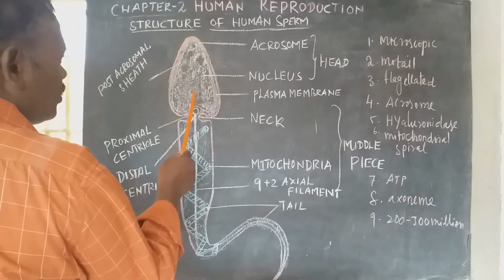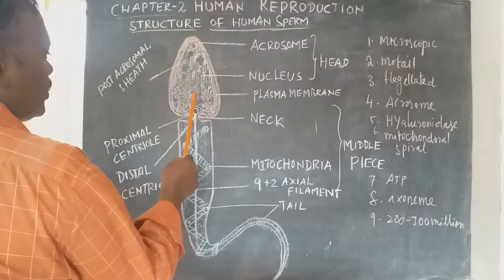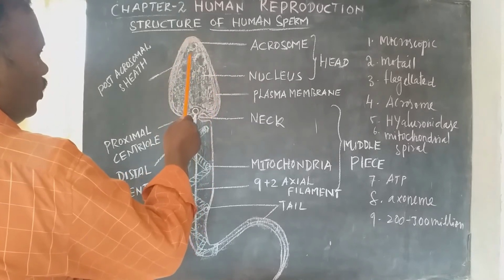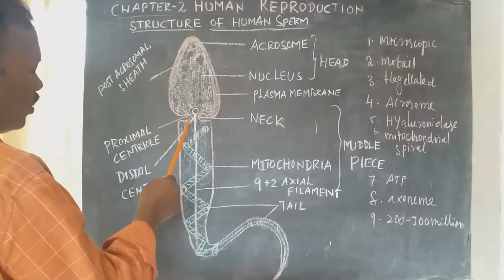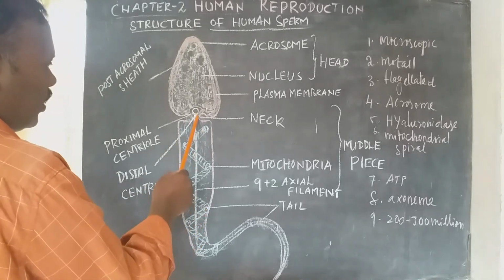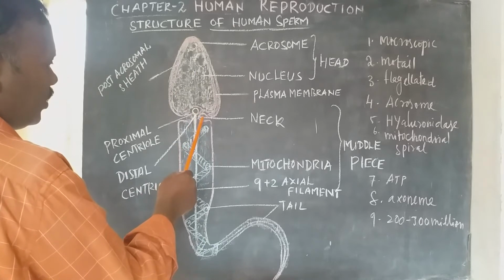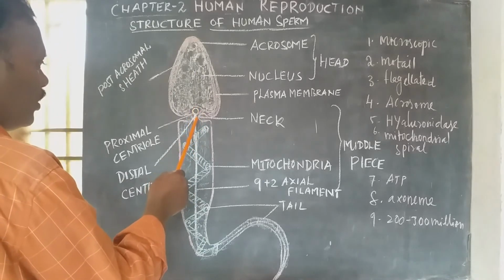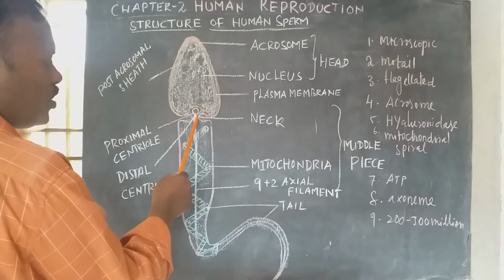Inside, the nucleus is present. The anterior region is oval in shape. The sperm is surrounded by the plasma membrane. The head is connected with the neck region. In the neck region, the proximal centriole and the distal centriole are both present.